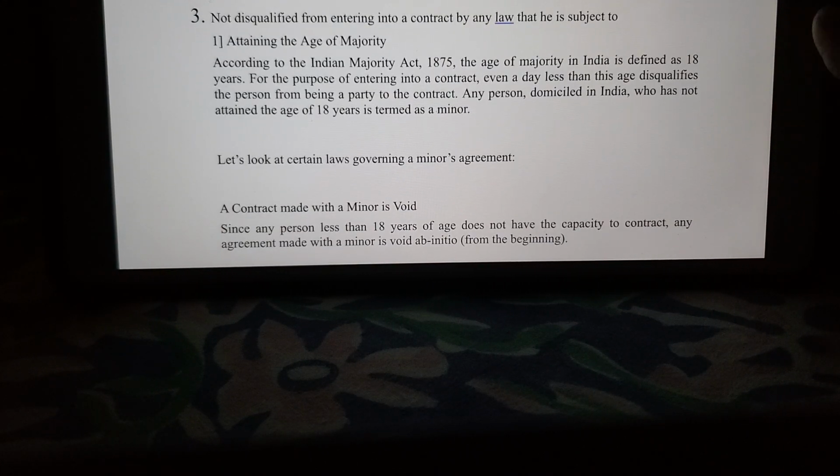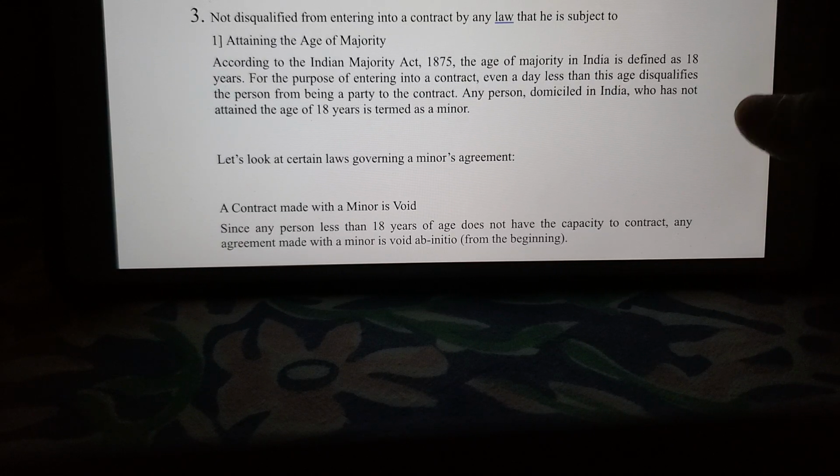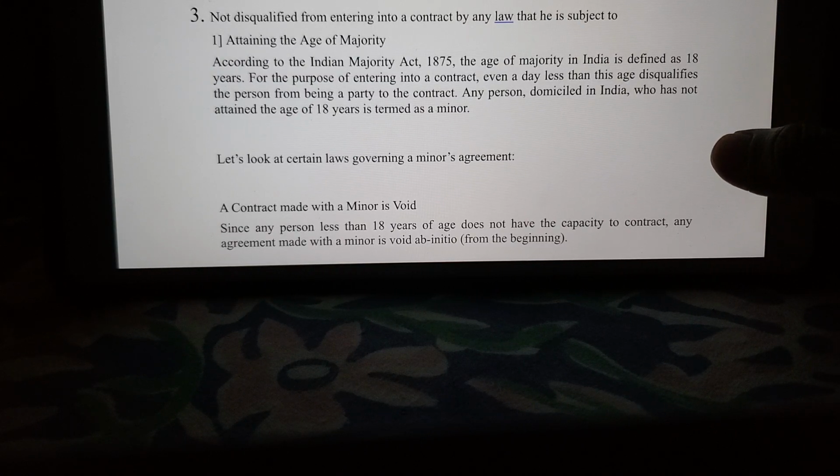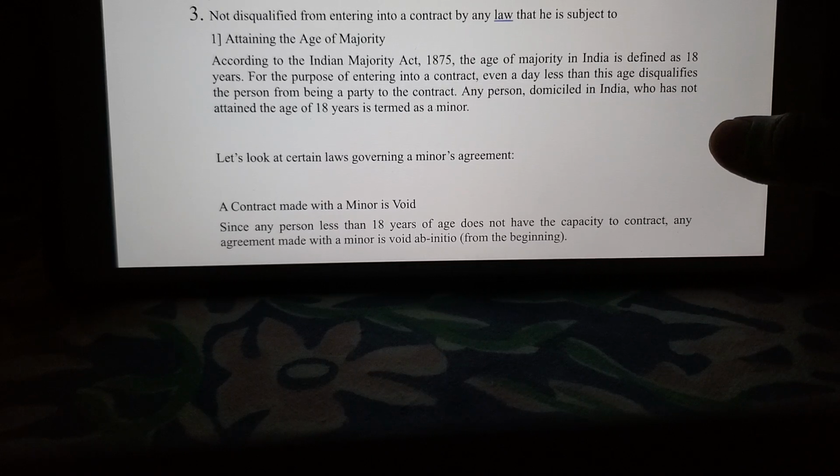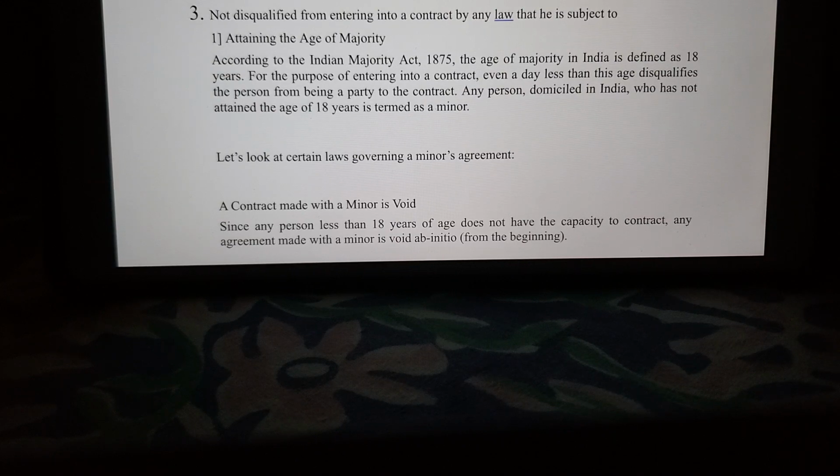Attaining the age of majority. According to the Indian Majority Act 1875, the age of majority in India is defined as 18 years. For the purpose of entering into contract, even a day less than this age disqualifies the person from being a party to the contract. Any person domiciled in India who has not attained the age of 18 years is termed as a minor. Let us look at certain laws governing a minor's agreement.